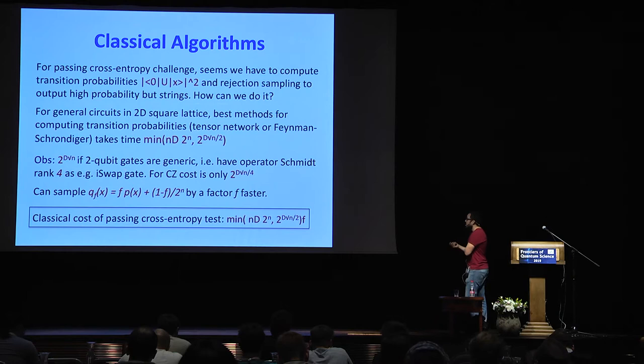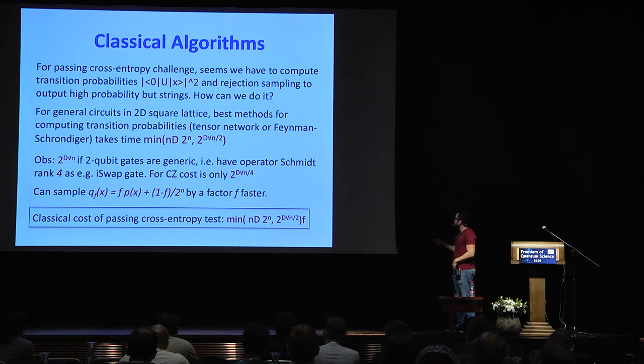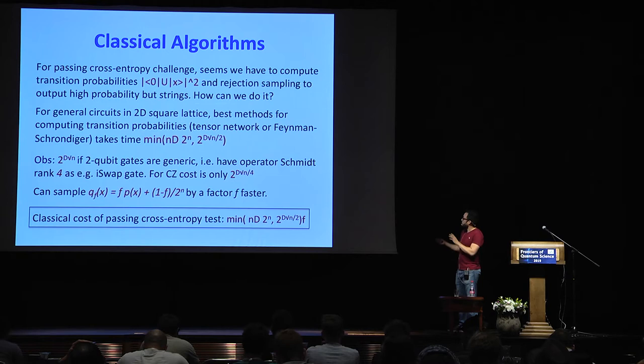One remark, just in case, on a subtle point here. This is indeed the scaling if the two-qubit gates that you choose are generic, meaning if you pick them from the Haar measure, they always satisfy this. Pretty much almost any two-qubit gate satisfies this. It means you can see them as an operator in a bipartite space. You can do the Schmidt decomposition there, and we like them to be full rank, rank 4. So the iSWAP gate, which is interesting for superconducting qubits because it can be applied there naturally, has Schmidt rank 4, so that's the scaling for it.